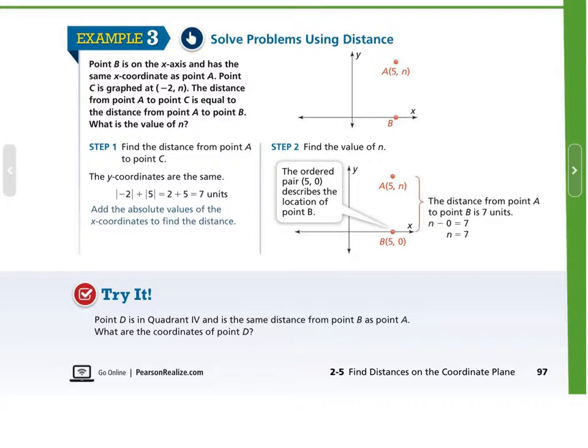Example 3, we have point B is on the x-axis, has the same x-coordinate as point A. Point C is graphed at negative 2, n. Distance from point A to point C is equal to the distance from A to B. What's the value of n?